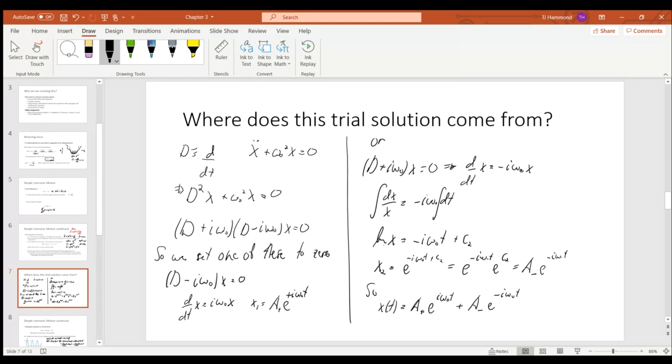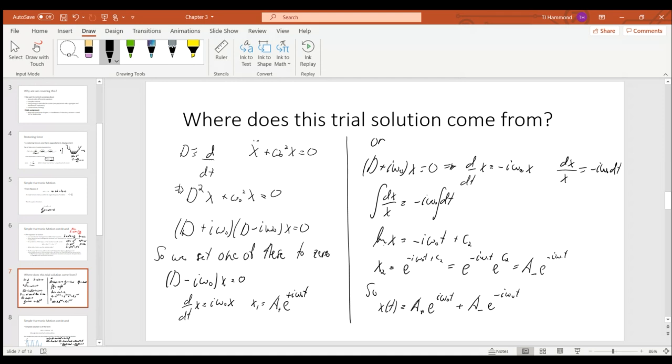I also do it for the other root, and this one is maybe a little bit more in depth. So the other root is D plus i omega naught times x is equal to 0, and so that means that dx/dt is equal to negative i omega naught x. And so you bring the x over to one side, and so we say it's dx divided by x is equal to negative i omega naught dt. And then we just integrate that. So the integral of dx over x is equal to the integral of negative i omega naught dt.